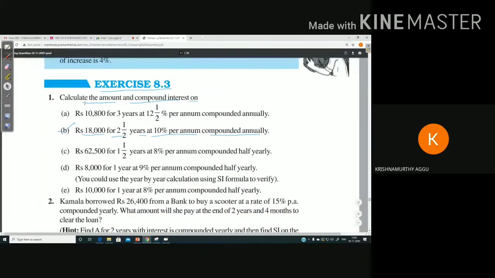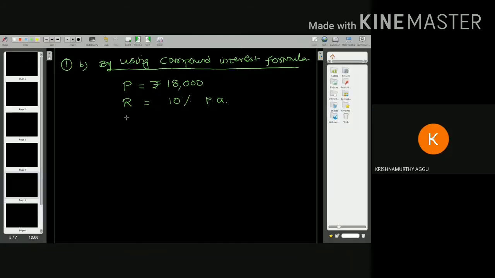A is equal to P into (1 plus R by 100) whole to the power of n. That n value should not be a fraction. If it is in fractions, the problem solving will be very critical. So I am taking only 2 instead of 2.5 years. This half year I will calculate on simple interest only. Then we are going to get the answer. So I am taking the number of years n as only 2.